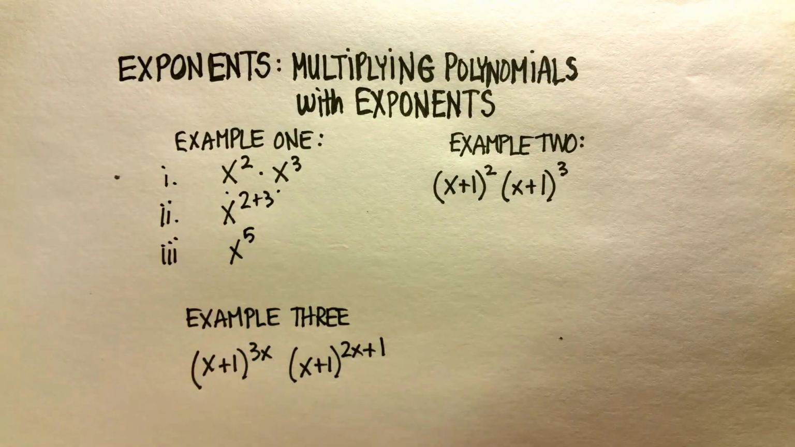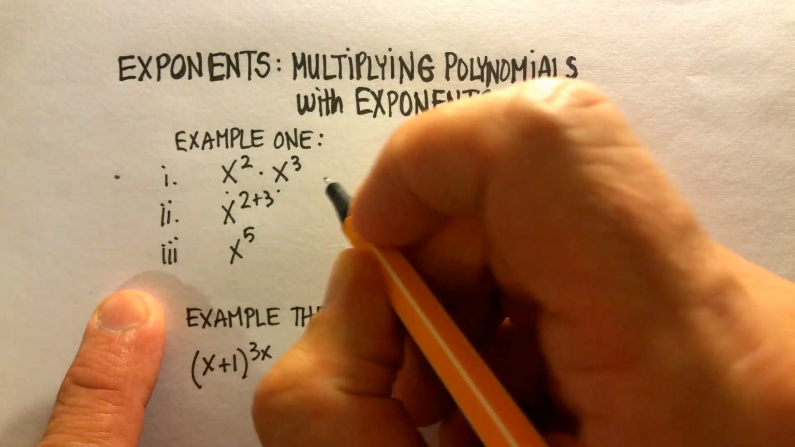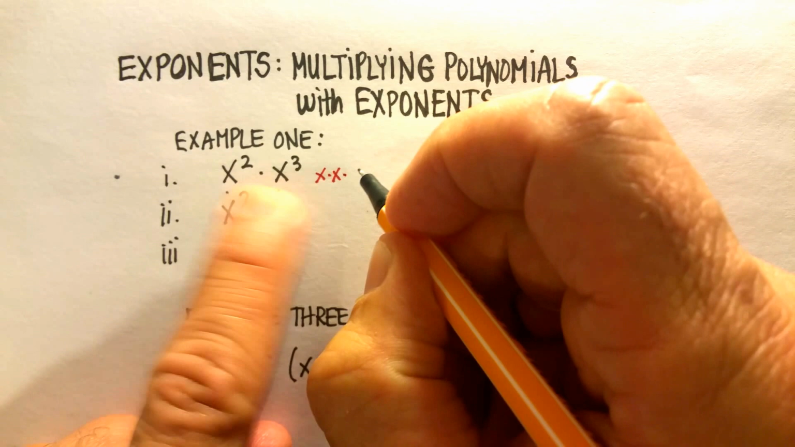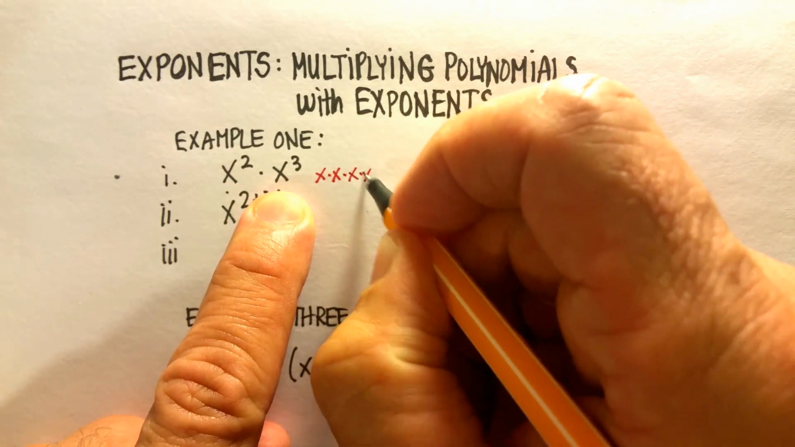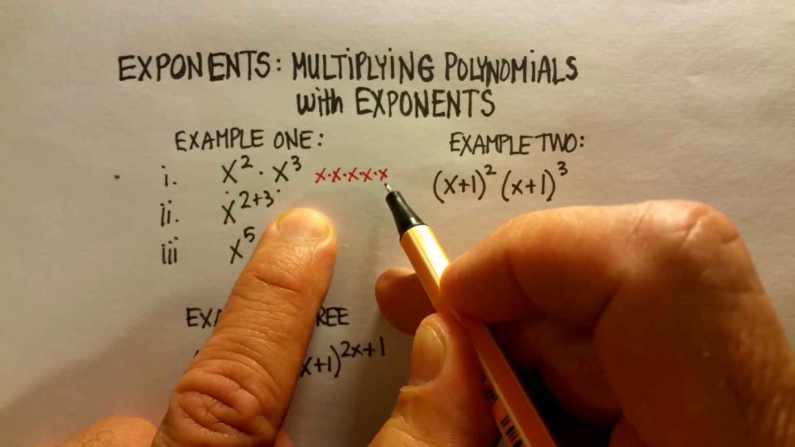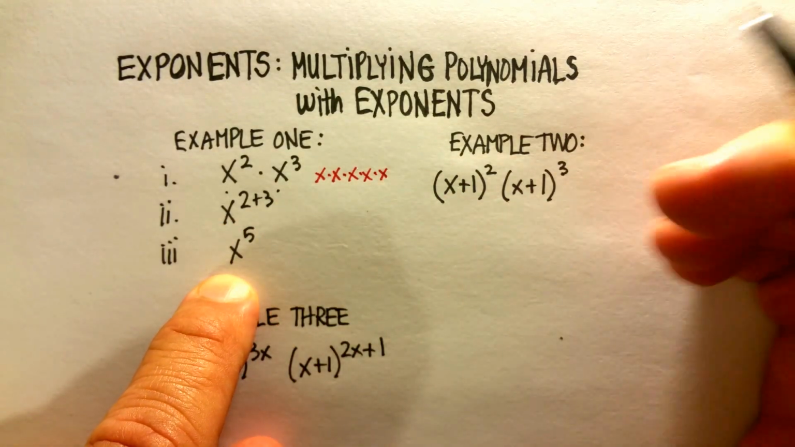Because if you were to take x squared times x cubed, it would be like saying x times x times x times x times x. You would just count them all up, you just add them all up, right? And you'd see x to the fifth, and that would make total sense.